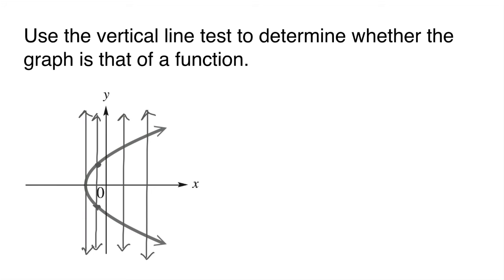that any vertical line that we draw passes through the graph in exactly 2 locations, which is more than 1. And so by the vertical line test, this is not a function.